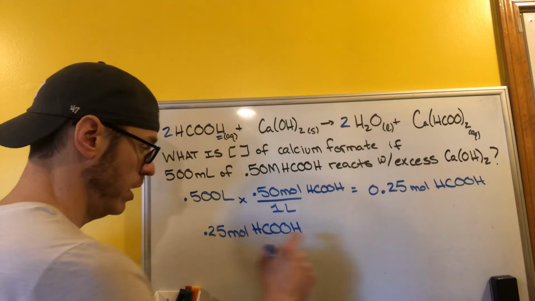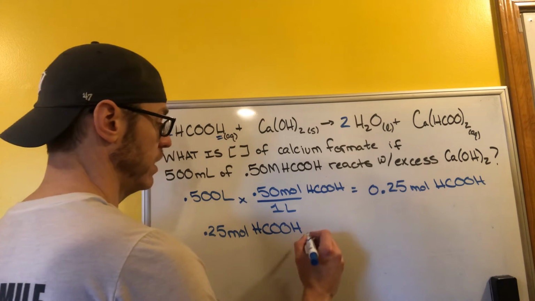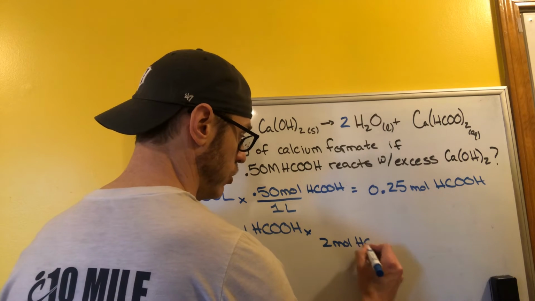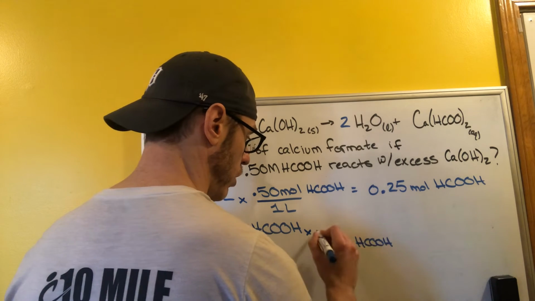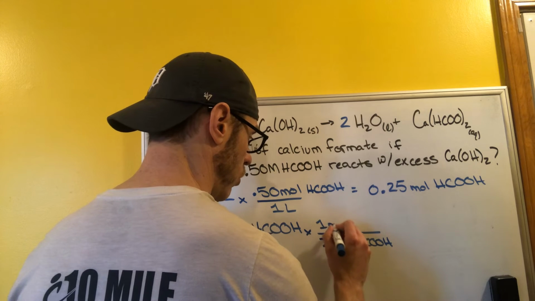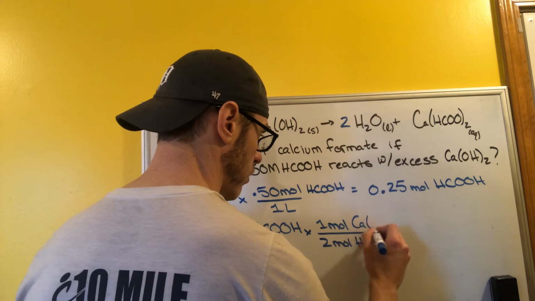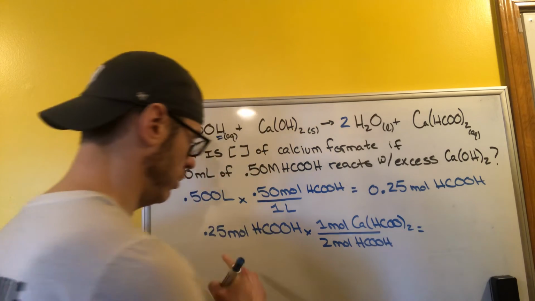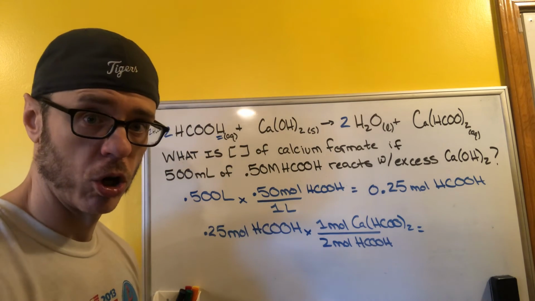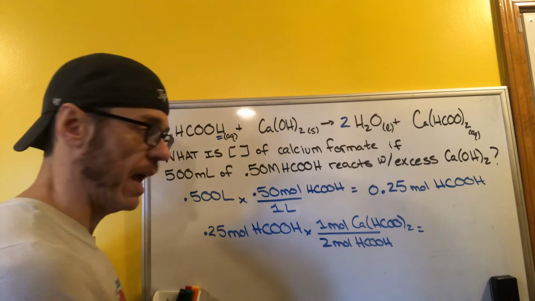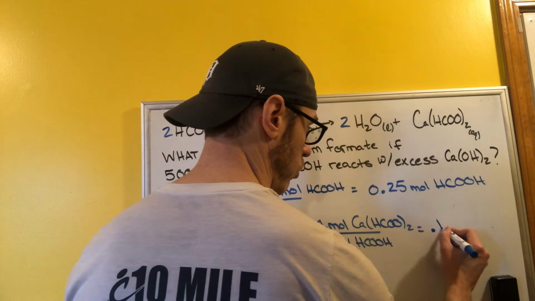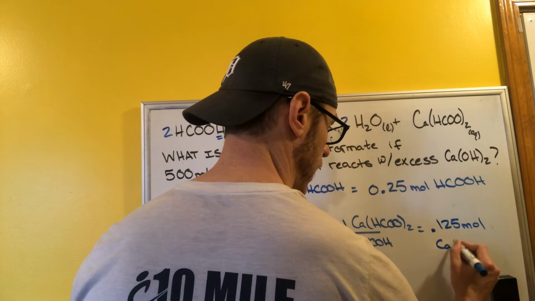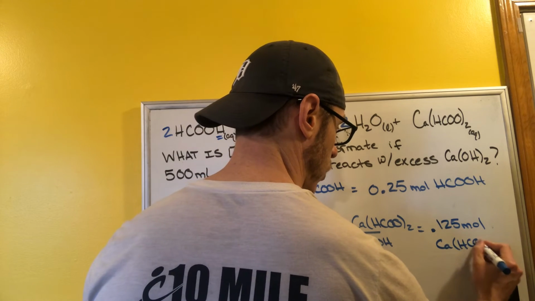No big deal. As we go through this, we get 2 moles HCOOH for every 1 mole calcium formate. It's a long one. All right. So what's half of a quarter? Okay, that's an eighth, and so that's 0.125 moles of calcium formate.